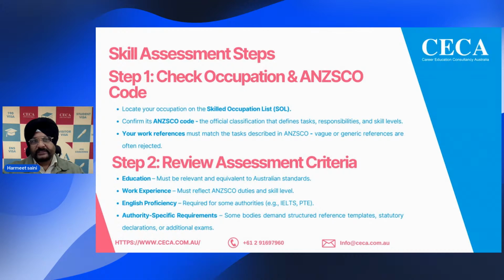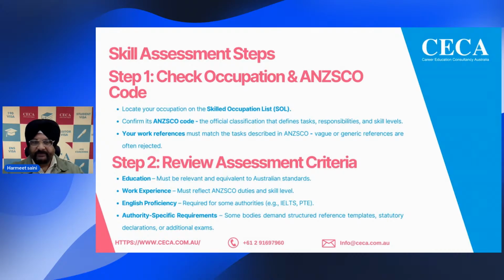So let's go through the skill assessment process. The basic skill assessment process is the same for most occupations. All assessing authorities usually follow the same steps, so let's go through them one by one. First of all, if you're looking for a skill assessment, the first step is to check your occupation and ANZSCO code.